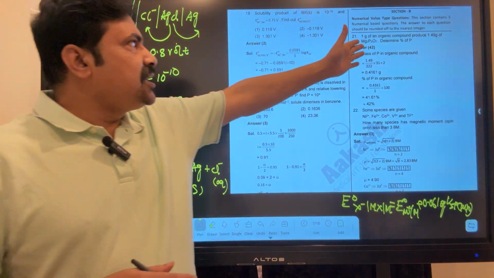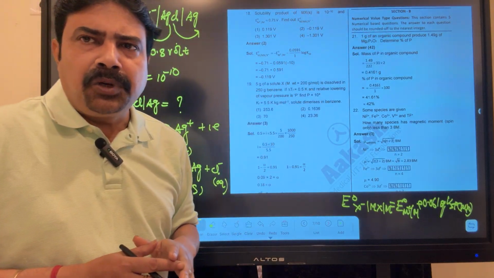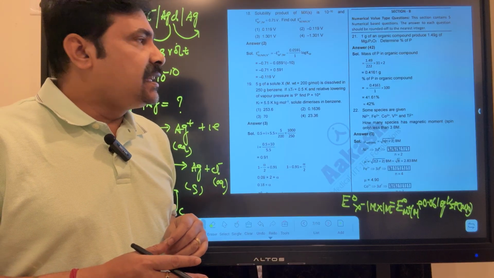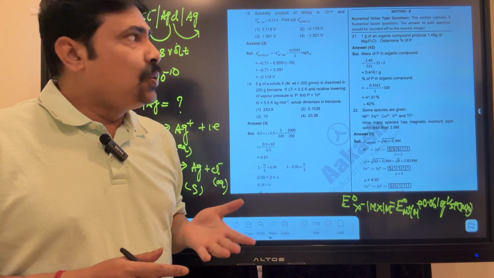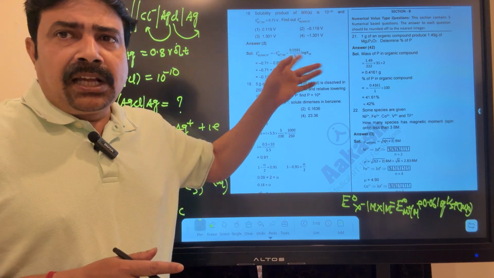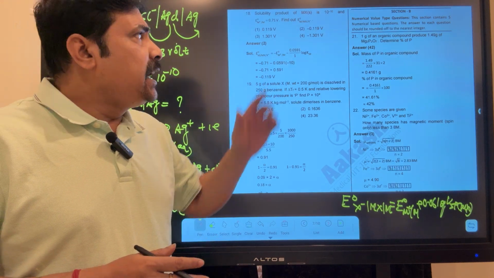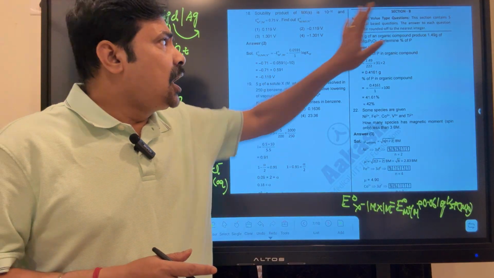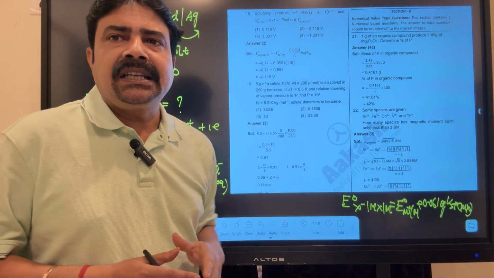And question 21 is clearly based on the formula. That means 2 into atomic weight of phosphorus, which is 31, into the mass of Mg2P2O7 formed, divided by molar mass of Mg2P2O7, into weight of organic sample, whole into 100, and you will get the percentage of P.